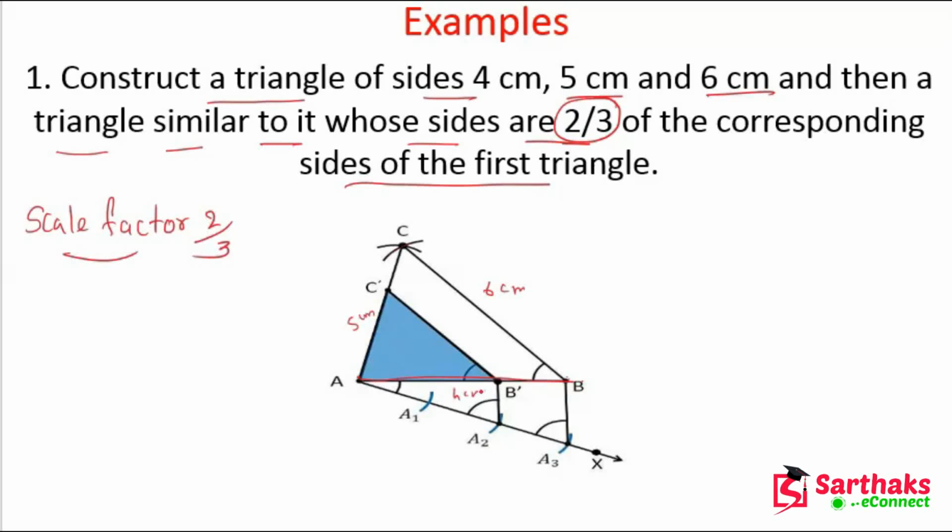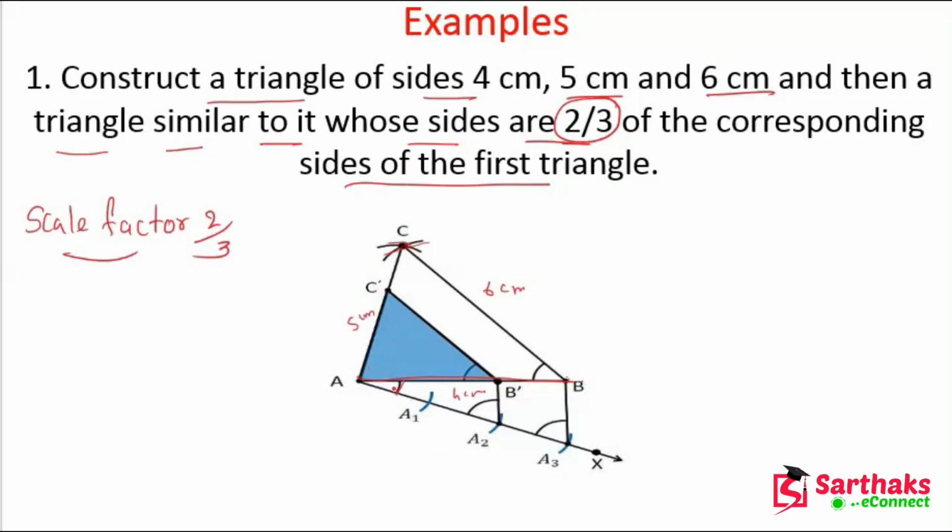This is our 4 cm. Okay, so from this we get a point of intersection and we have to meet point A and point B. So this is our ABC, a given triangle. Now we have to make an acute angle. AX is a ray.